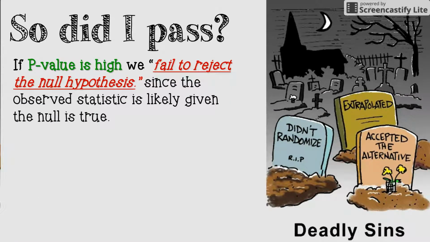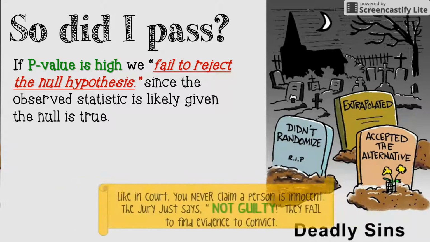So how do you know whether you have passed the test? Well, if your p-value is high, we fail to reject the null since what we just saw is likely given the null is true. For example, getting 2 red cards in a row. You probably wouldn't suspect anything is fishy about your deck.